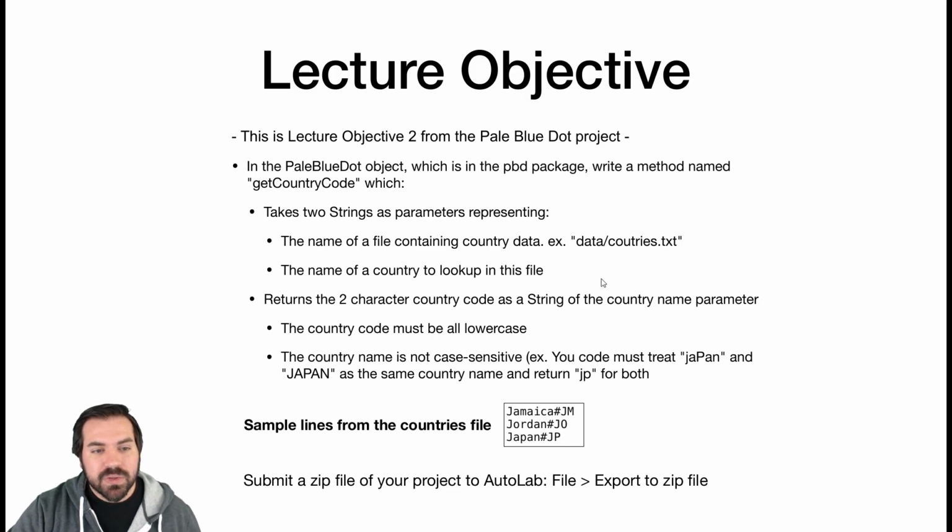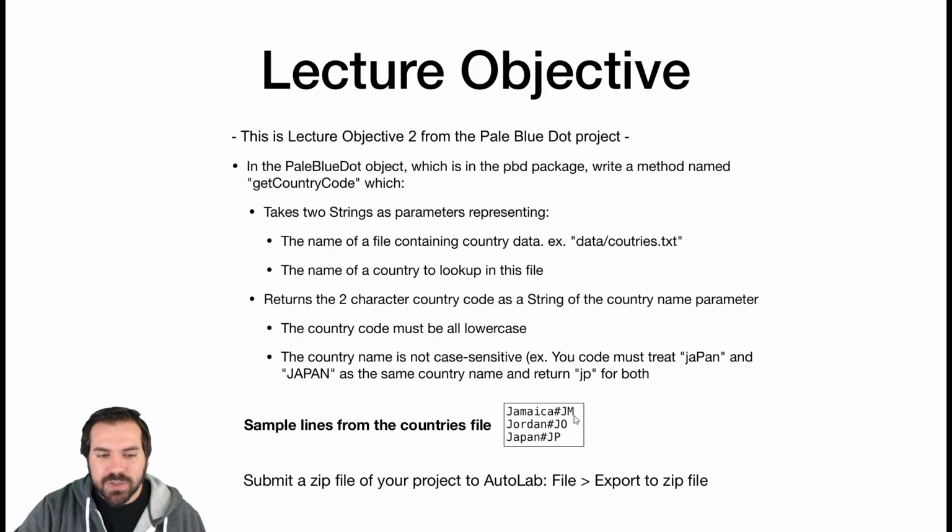We want to parse through this file, and given a second parameter, which is the name of a country to look up, we want to return that 2-digit country code for that country. So we want to read through this file, read each line, separate the country name from the country code, check the country name. If it matches our input, we want to return that country code. We do have to worry about some case, upper and lower case for this question.